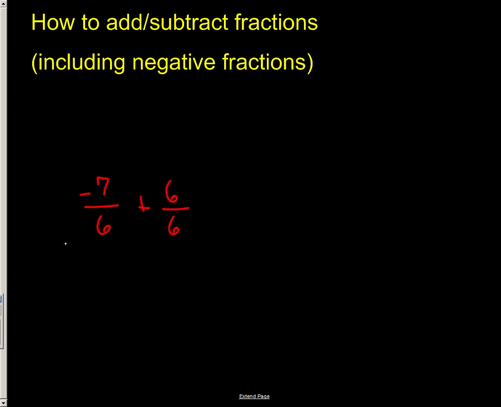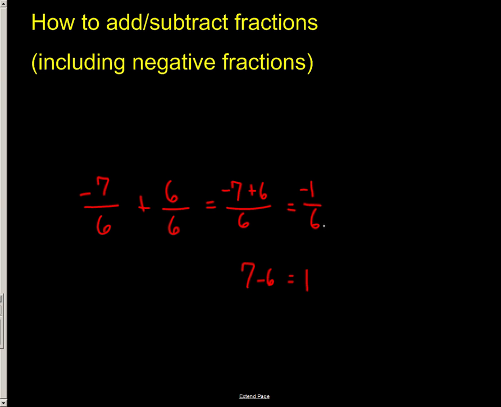So let's look at negative 7/6 plus 6/6. It's an improper fraction. This would actually be 1, but we're just using this as a teaching example. Our denominators match up, so on the top, it's -7 plus 6. What is -7 plus 6? Well, 7 minus 6 is 1, and -7 has the greater absolute value, so we would call it 1/6, negative because it was furthest from 0, okay?